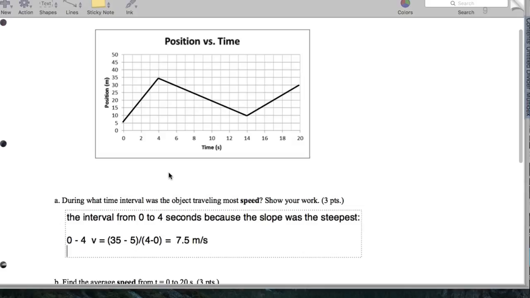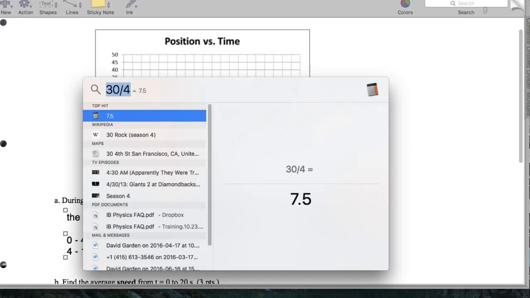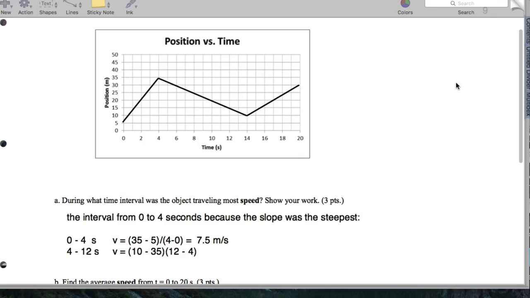Similarly, looking from 4 to 12 seconds, the velocity, again, we'll just do rise over run. So that's going to be 10, I'm reading this off the graph, minus 35 divided by 12 minus 4, which is going to be negative 25 over 8. That's going to give me negative 3, and I'll just round, negative 3.1 meters per second. Again, slower, not because it's negative, but because the actual value of it, 3.1, is less than 7.5.